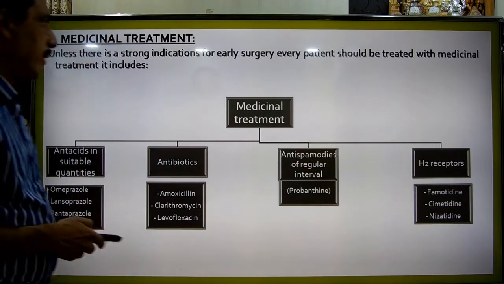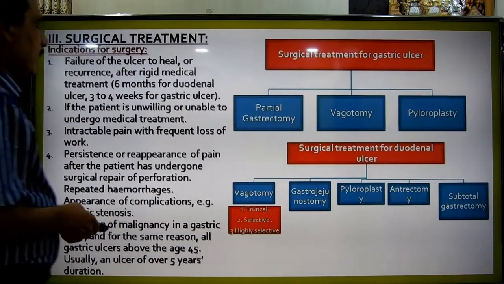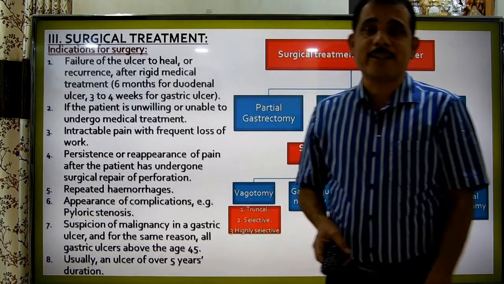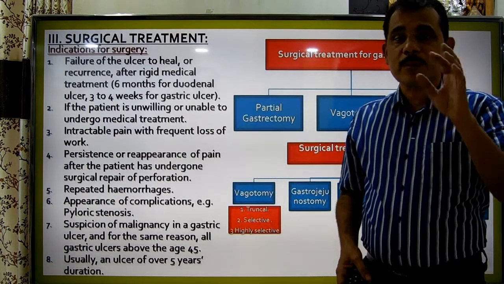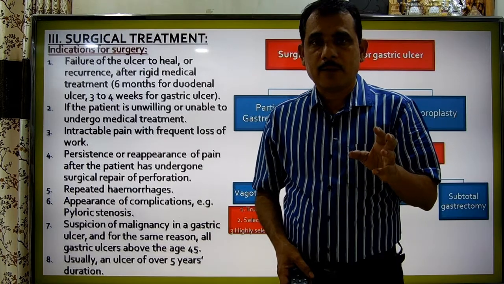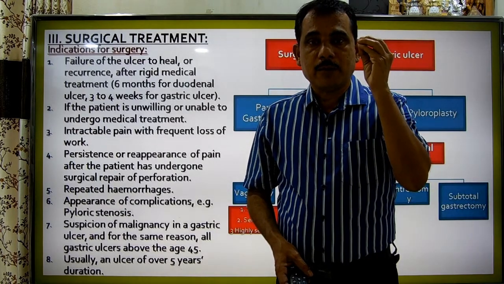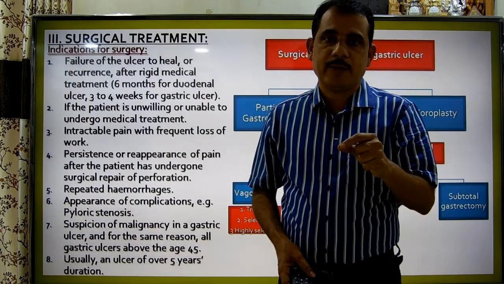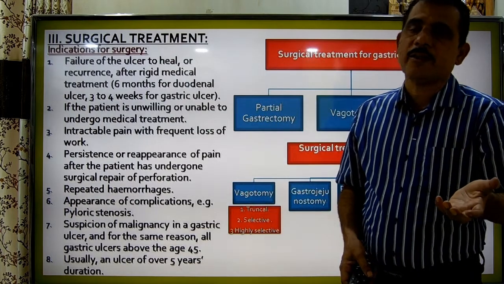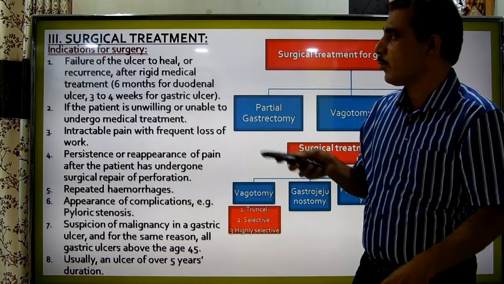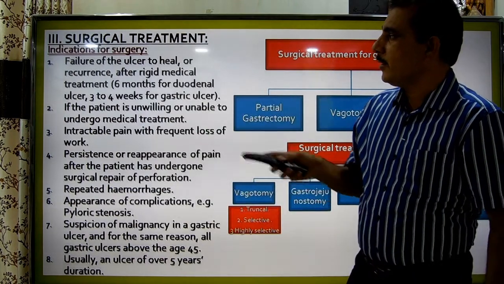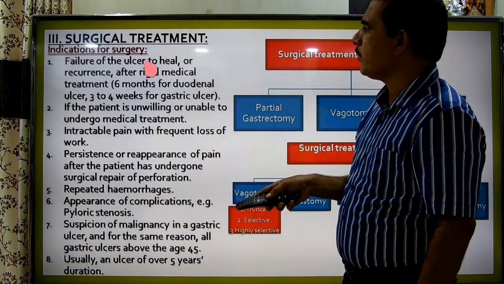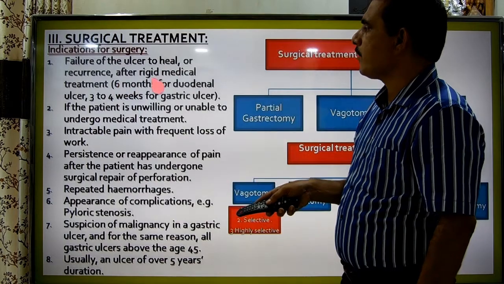Then there is the surgical treatment. The last choice of treatment is surgery, because as I already said, as much as possible, early cases and a large number of cases should be treated with medicinal treatment. If the medicinal treatment is not beneficial, then you have to go for surgical treatment. Now, what are the indications for surgical treatment? The first one: failure of the ulcer to heal, or recurrence after rigid medical treatment.